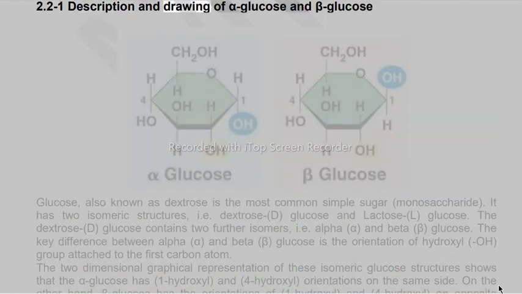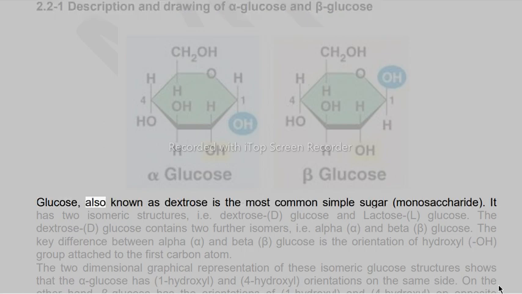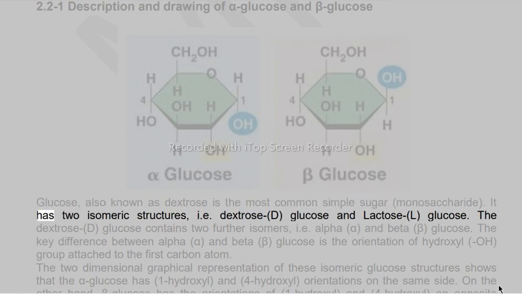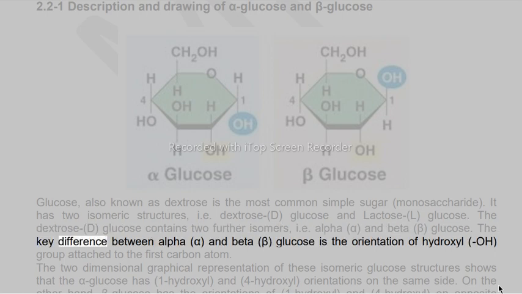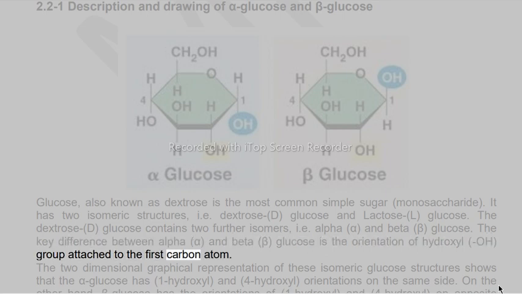2.2-1 Description and drawing of alpha-glucose and beta-glucose. Glucose, also known as dextrose, is the most common simple sugar, a monosaccharide. It has 2 isomeric structures, i.e. D-glucose and L-glucose. D-glucose contains 2 further isomers, i.e. alpha (α) and beta (β) glucose. The key difference between alpha and beta glucose is the orientation of the hydroxyl (OH) group attached to the first carbon atom.